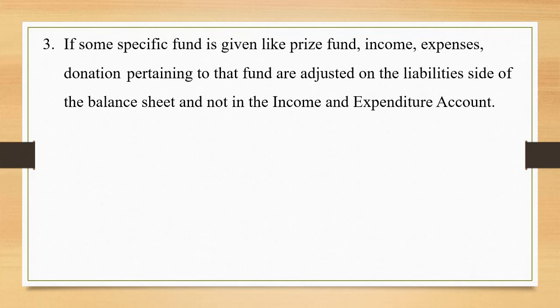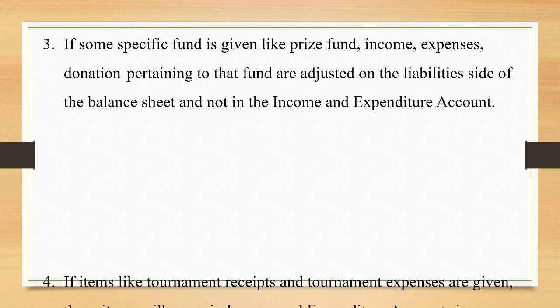If some specific fund is given, like prize fund, income and expenses donation pertaining to that fund are adjusted on the liability side of the balance sheet and not in income and expenditure account. This is going to be very important for short sums. Whichever specific fund is given, related to that specific fund, we need to make sure any expenses or incomes are to be added and deducted in that particular fund in the balance sheet on the liability side only, not in income and expenditure account.